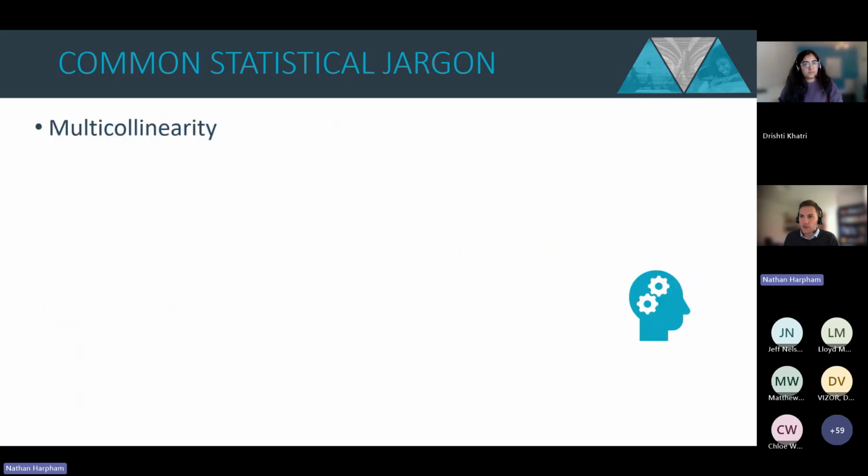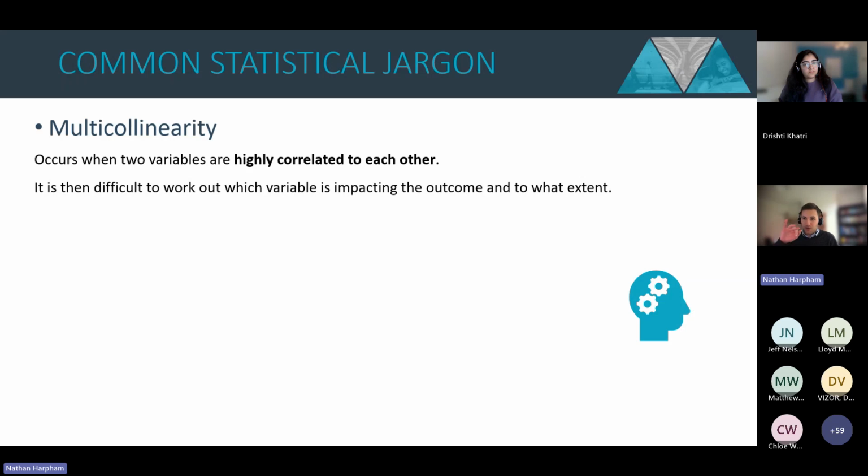Okay, multicollinearity. So this thing occurs where you've got two variables highly correlated to each other. And for me, at least, this most frequently comes up if I'm trying to build a regression model to understand the impact of a few different variables maybe on collision risk. The problem with this is that it kind of messes up the model a bit, and it can become quite difficult to work out which variable is actually influencing the outcome and to what extent. And it's difficult for the model to pick out the right coefficients for those.